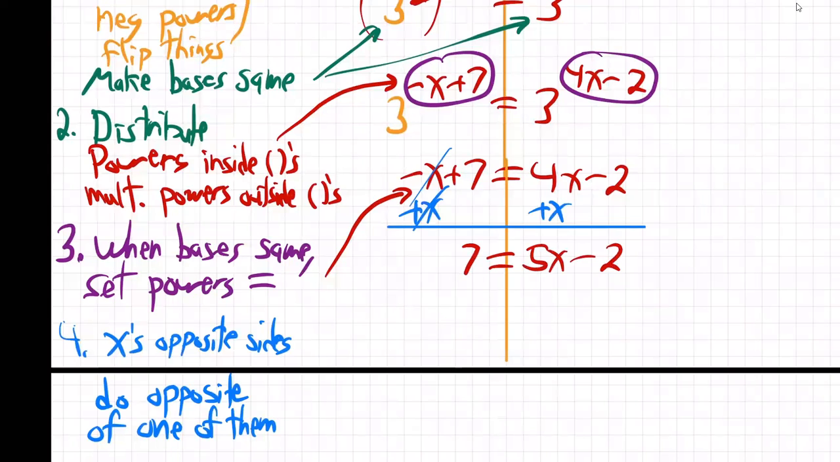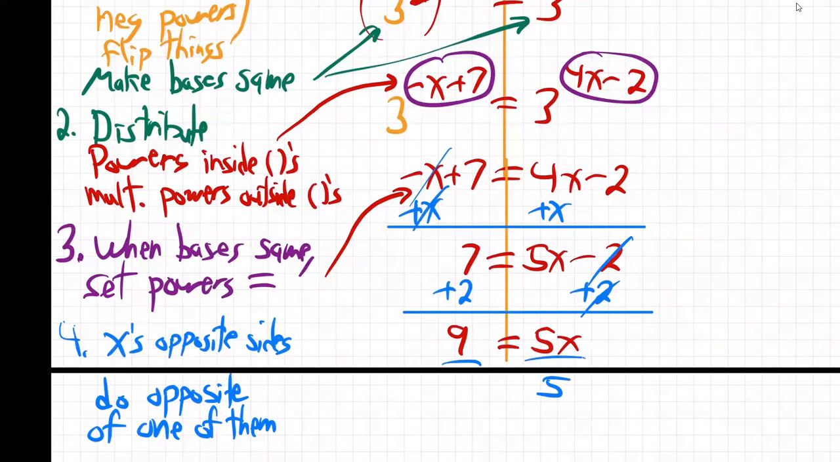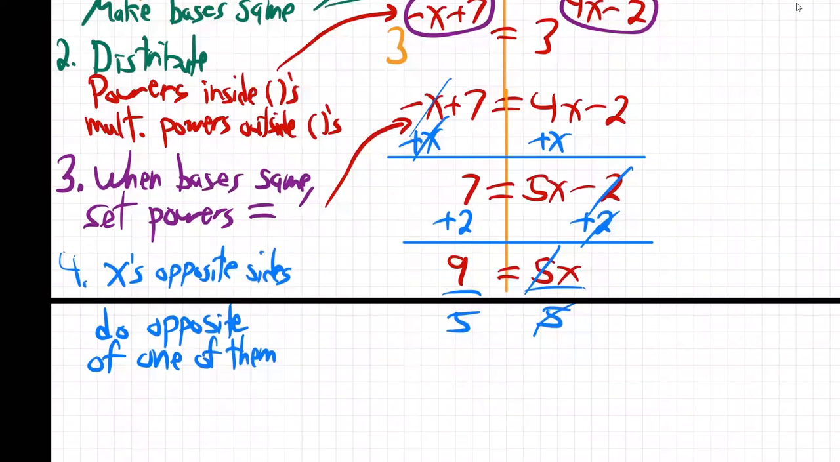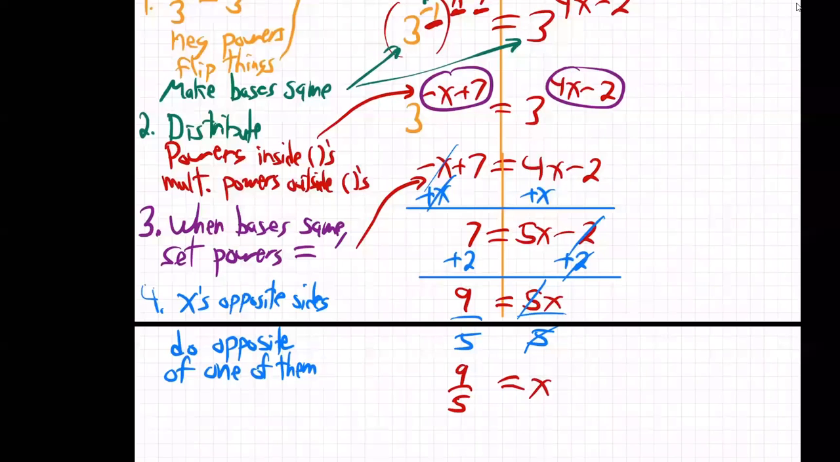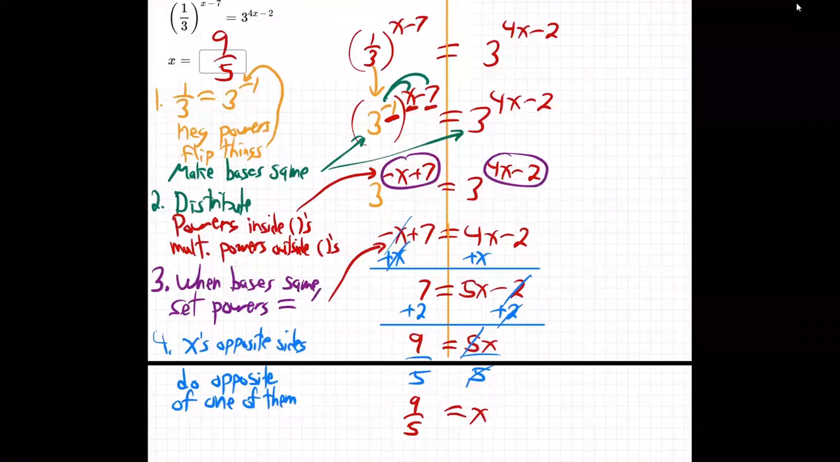And then we just solve for x. Add 2 to both. And boom. 5x is 9. Last step, divide by 5, divide by 5. Boom. X is 9/5. And so there's our answer, 9/5.